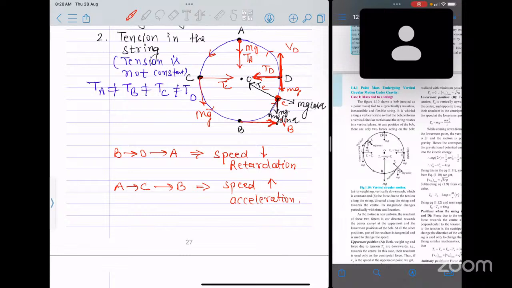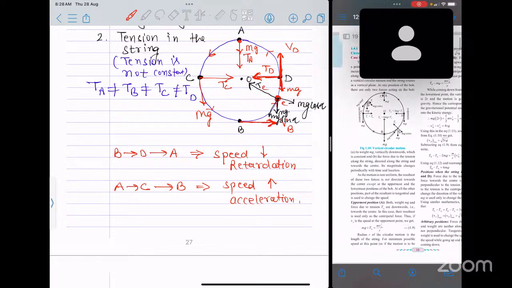So we will try to find out tension at different positions, especially at point A and at point B, and velocity at point A and at point B. What should be the minimum possible velocity or speed provided to the object at point B?